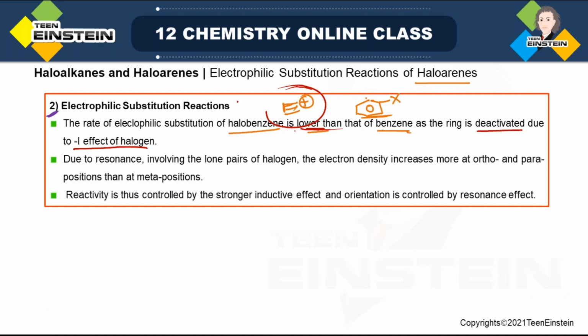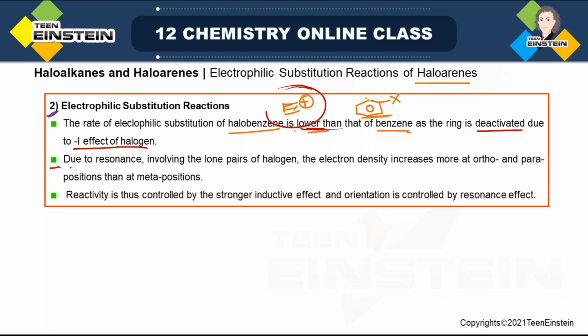So that is why it is mentioned that the rate of electrophilic substitution of halobenzene compared to benzene is lower, because now the ring is deactivated, and that is because of the minus I effect of halogen. So this is all about the speed of the reaction compared to benzene. In case of halobenzene, how fast the substitution will take place is mentioned in the first point.